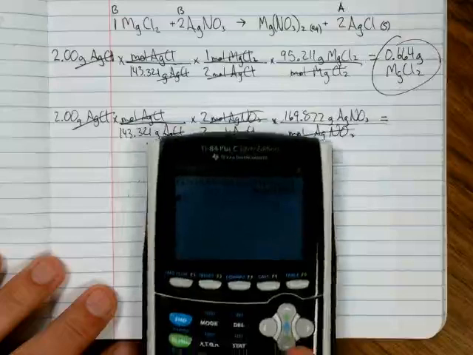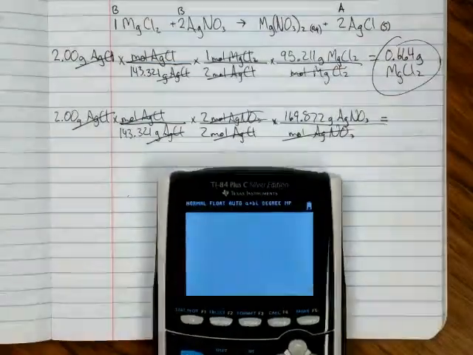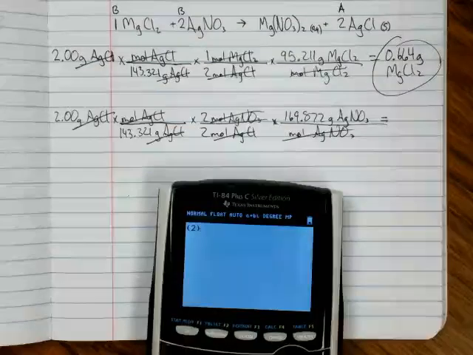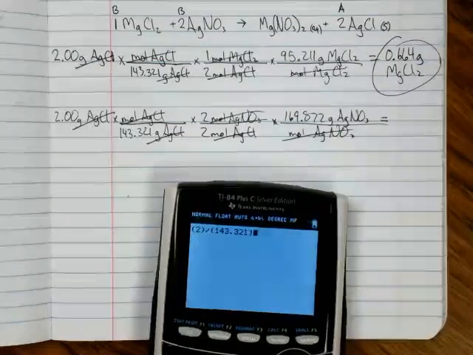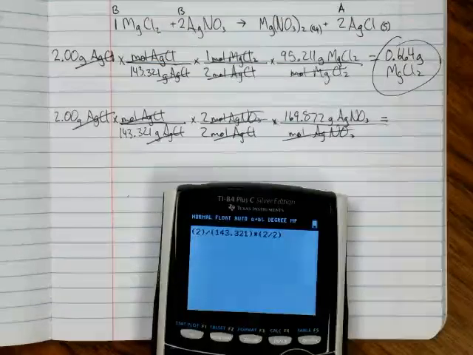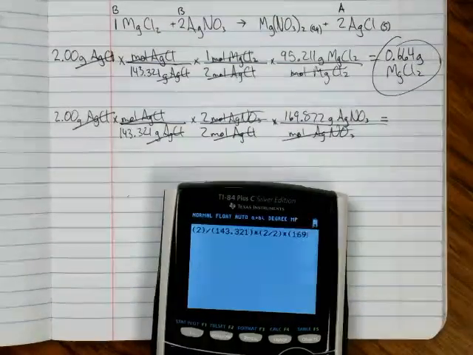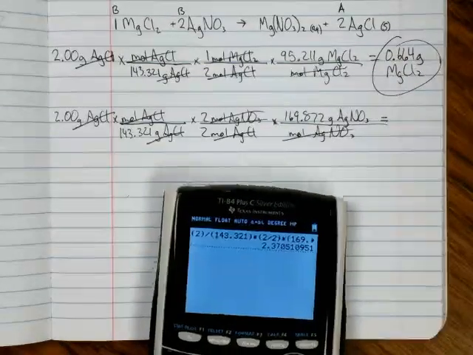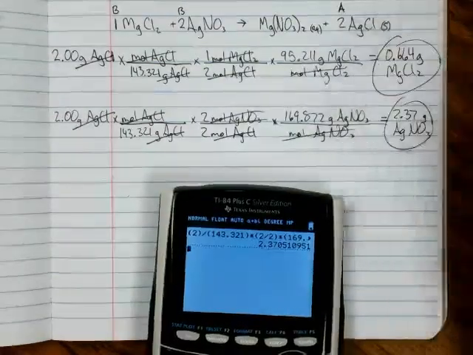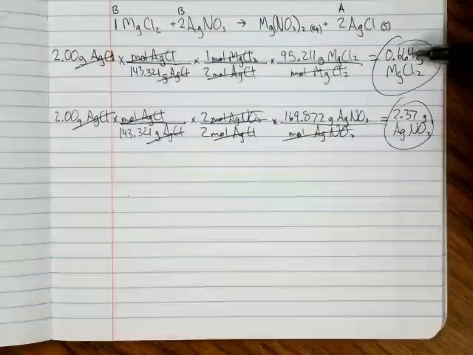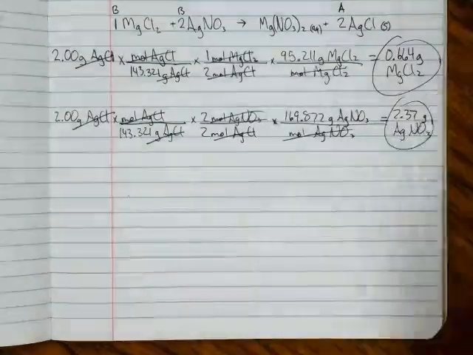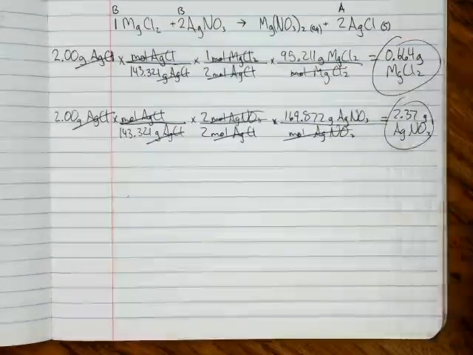We just need to punch it in the calculator, just like before. I think that's right. Yep. 2 divided by 143.321. I guess you could do 2 divided by 2 right there. 2.37 grams of silver nitrate. So you have 2 reactants. You'll get 0.664 grams of magnesium chloride and 2.37 grams of silver nitrate. So that's it.